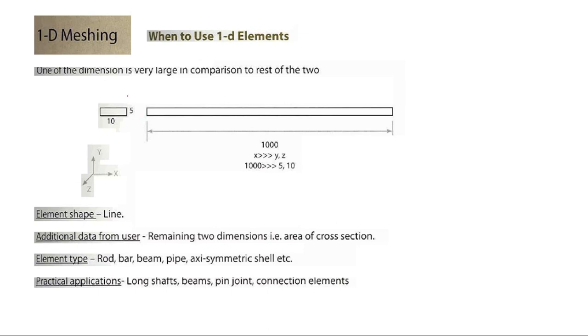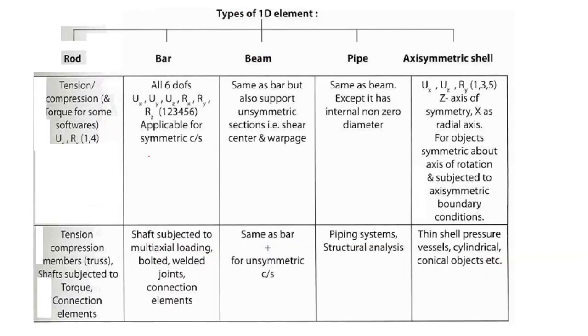So if you see one of the dimensions is very large in comparison to the rest of the two, we use 1D element, that is line element. Additional data we are going to use is area of cross section, the remaining two dimensions. Element types: rod, bar, beam, pipe, axisymmetric shell. Practical applications, I think we have seen already.